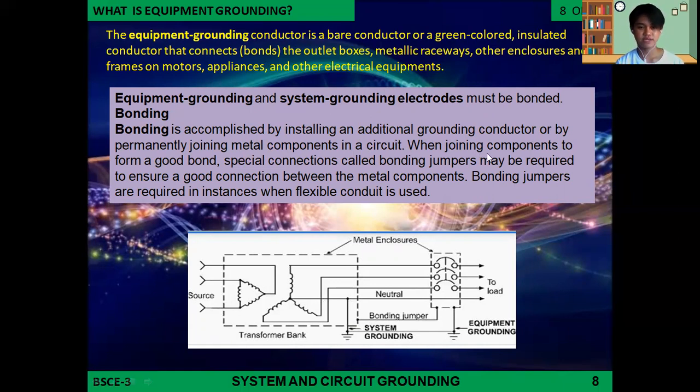When joining components to form a good bond, special connections called bonding jumpers may be required to ensure a good connection between the metal components. Bonding jumpers are required in instances when flexible conduit is used. This is an example of system grounding and equipment grounding. Of course it goes here, becoming the system jumper to neutralize the circuits. There it is.